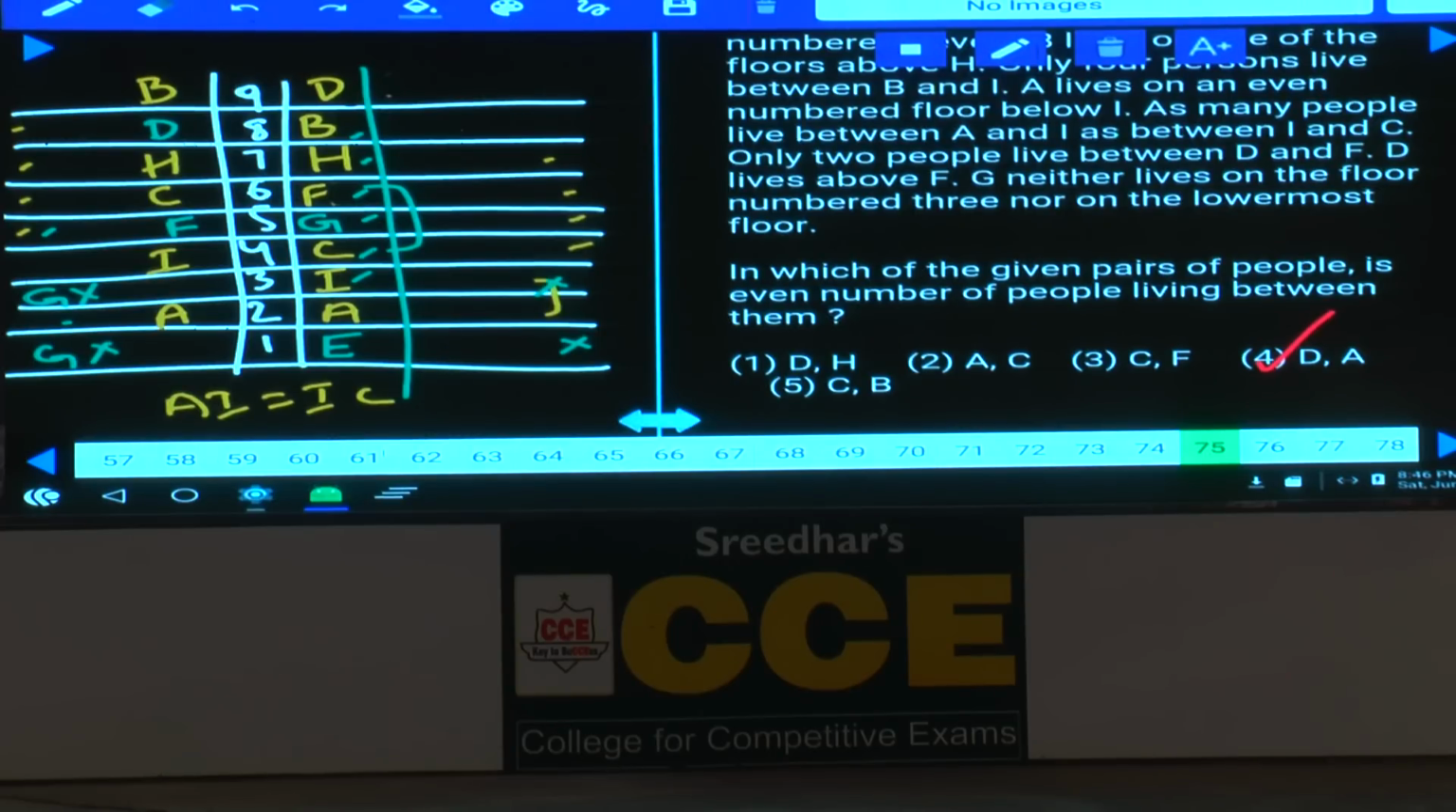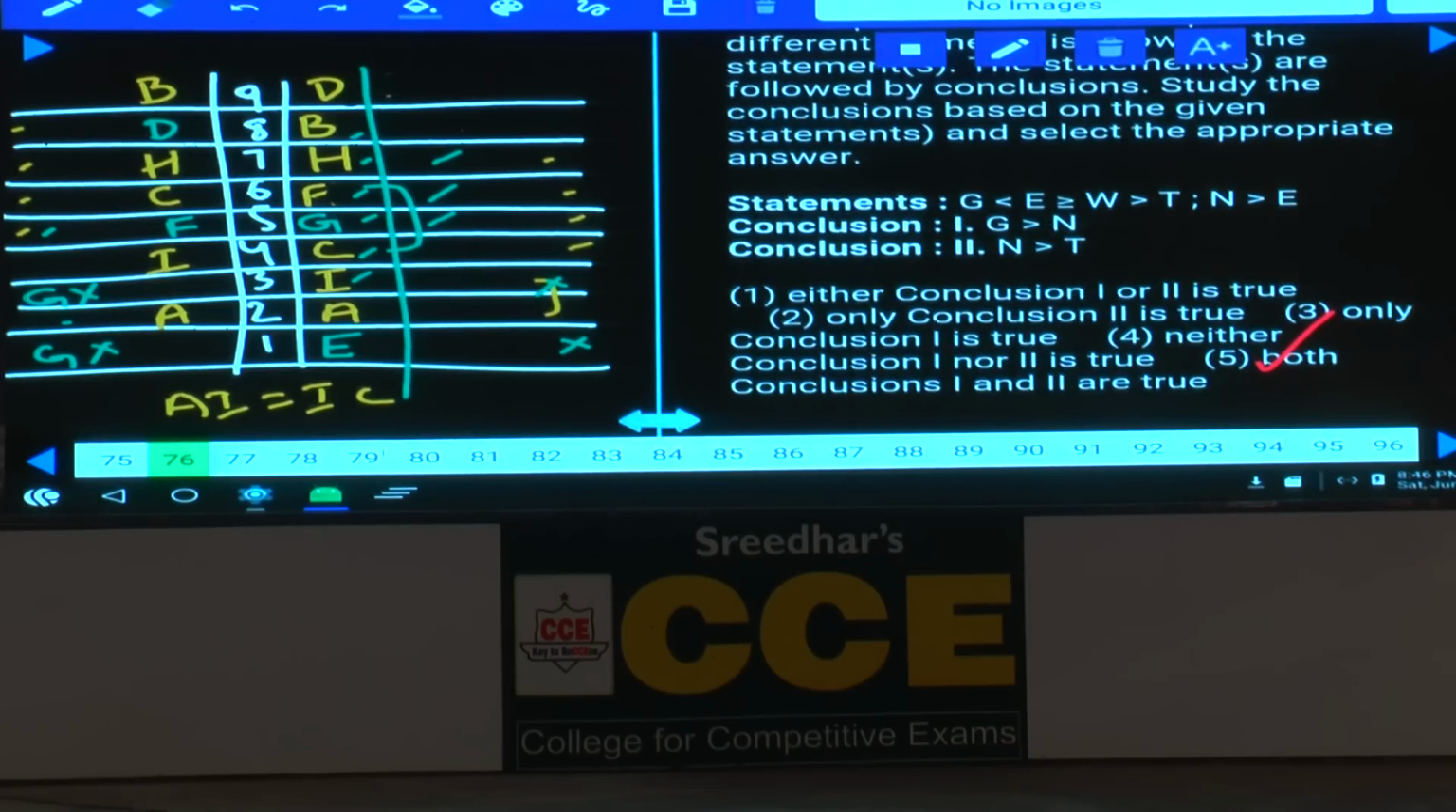And B and C, now in between B and C how many persons are there? Now between B and C 1, 2, 3 there are only 3 persons. And so only in choice 4 we have even number of persons between these D and A. Then 76 to 80.